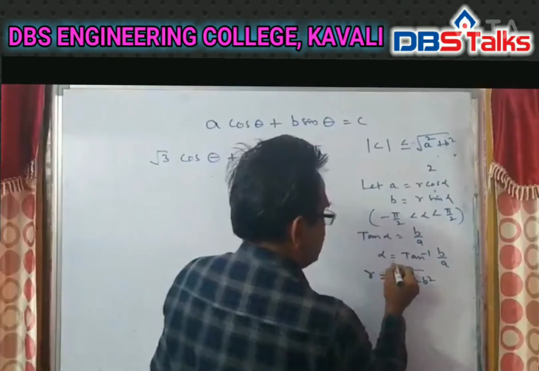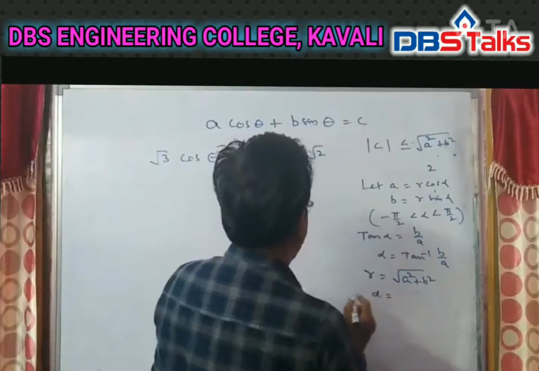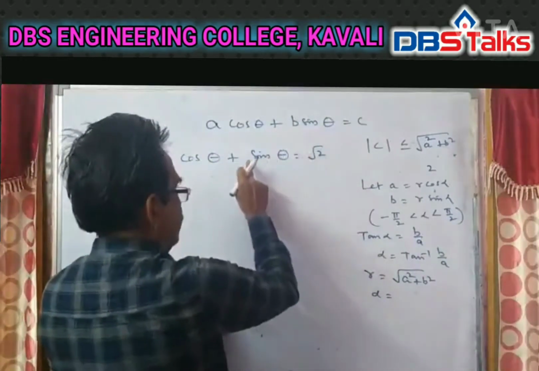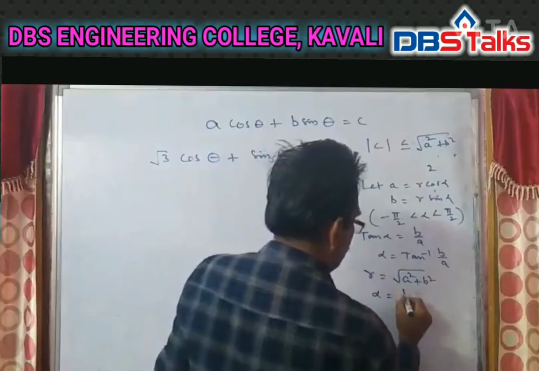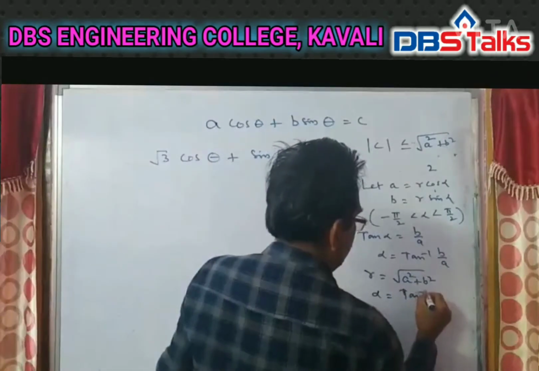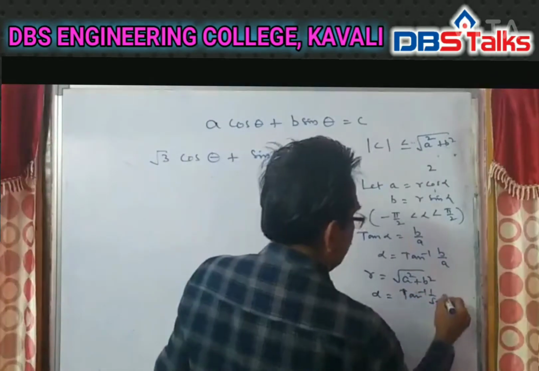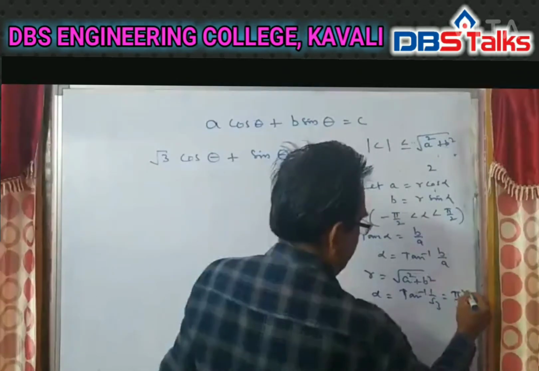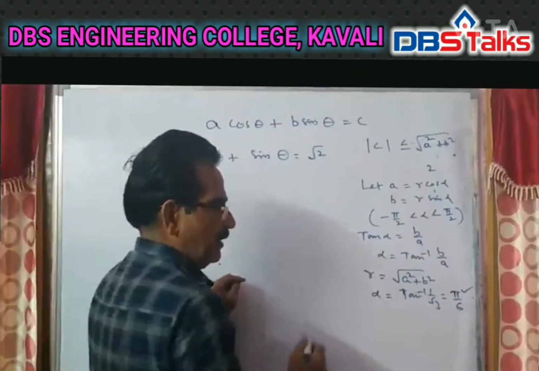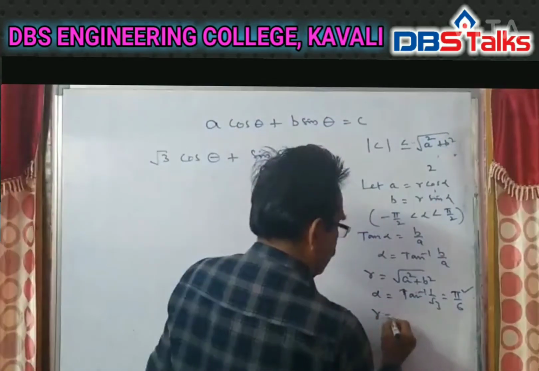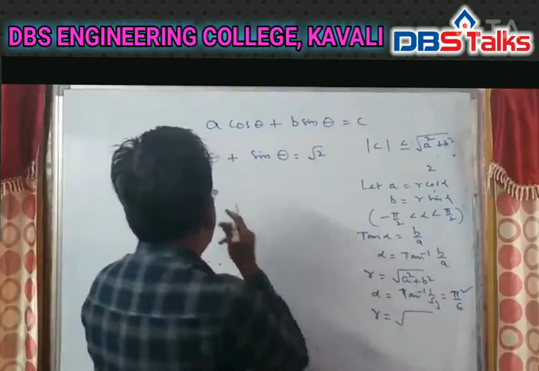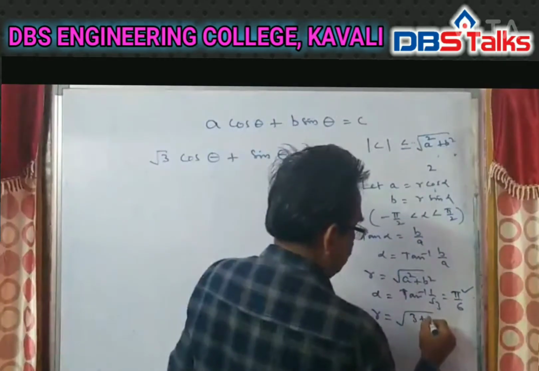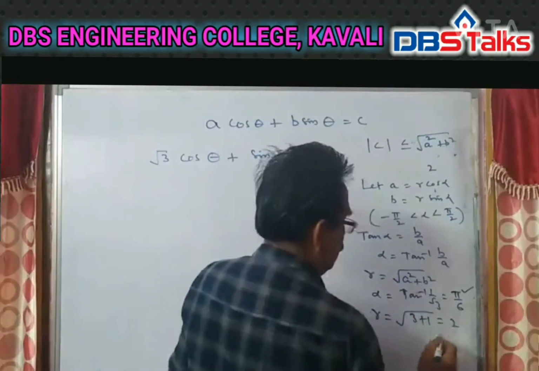What is alpha from the given problem? Alpha is equal to tan inverse b by a, which is 1 by root 3. Tan inverse 1 by root 3: tan pi by 6 is equal to 1 by root 3. So alpha is pi by 6, that is one thing. Next, coming to r. R is equal to root of root 3 whole square plus 1 square, root of 3 plus 1, that is equal to 2.